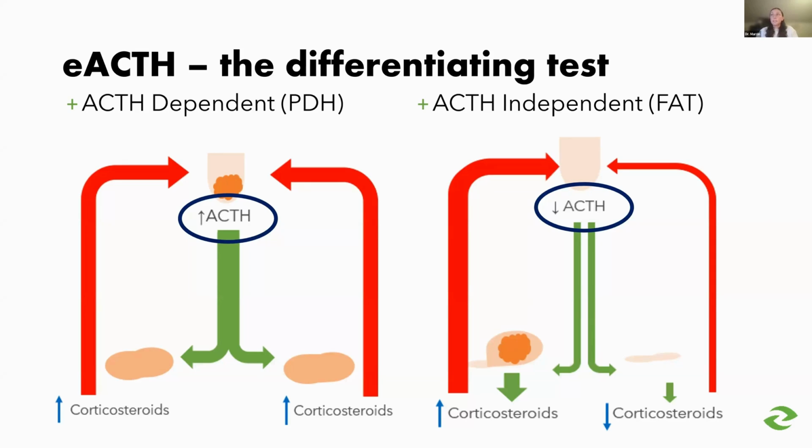So if you have ACTH dependent disease, you're going to have that pituitary producing excess ACTH. So you will see that. If you can measure that, you will be able to see it. Versus in our ACTH independent animals with adrenal tumors, you're actually going to see decreased production of ACTH due to that feedback loop.